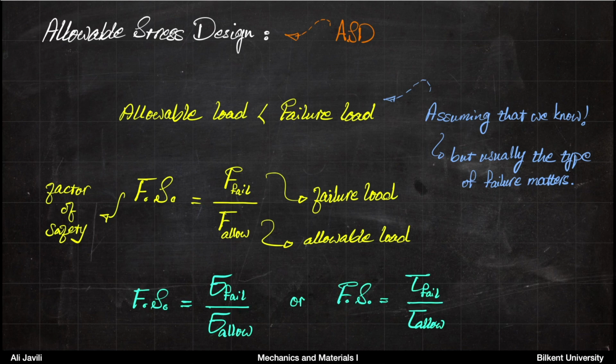Now, depending on the type of failure, you may want to think of two different failure mechanisms. Based on what we have learned so far, you can imagine that the material may fail due to normal stresses, or it may fail due to shear stresses. So if you talk about the failure due to normal stresses, then your factor of safety would be the ratio of sigma failure divided by sigma allowable, and then again sigma being the normal stress.